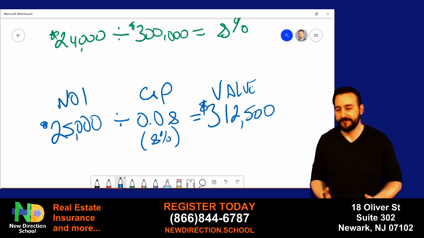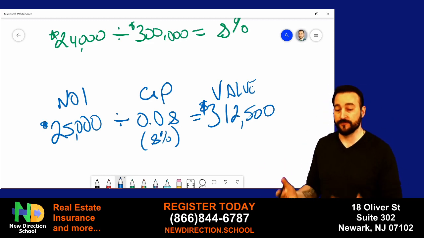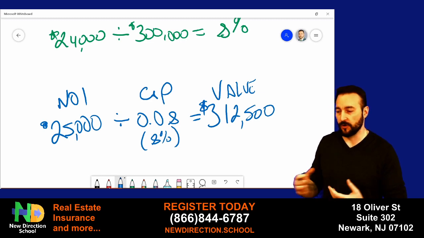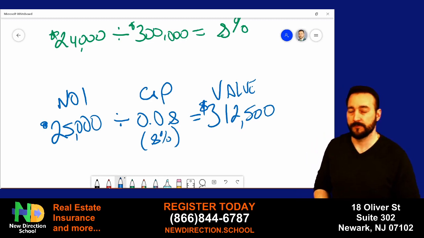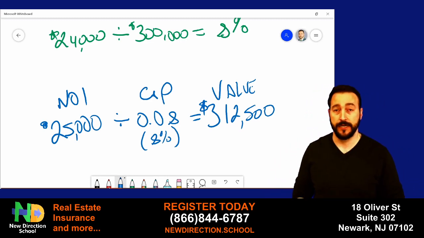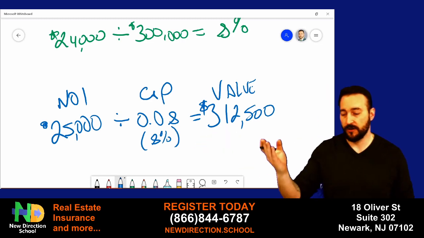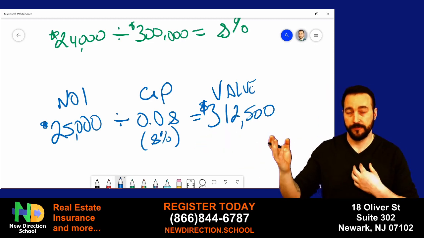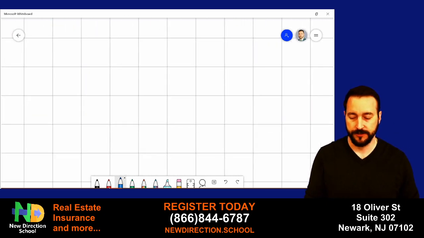So in real life, these are two variations of the question. These are two variations of real life. What could happen is you look at comps, and the comps determine that 8% was the comparable cap rate, right? We apply it to the income that our property brings, and now we know how much our property is worth. All right, let's go into a little bit more complicated question.